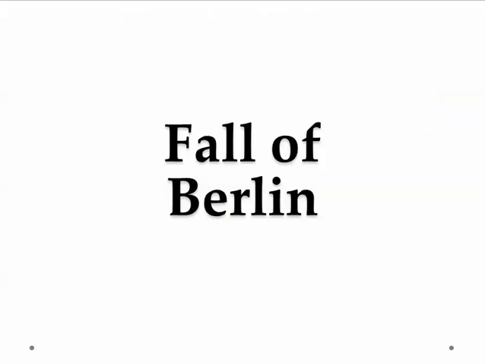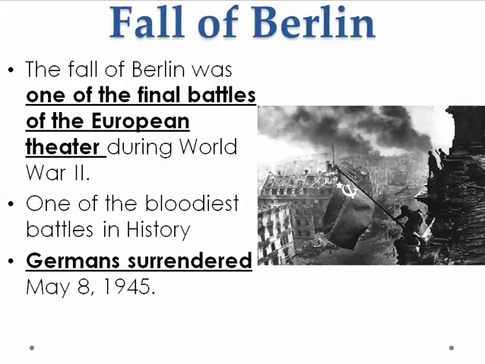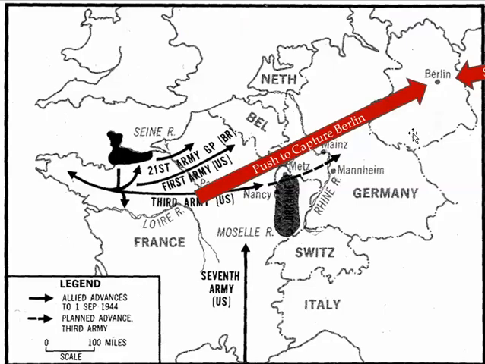Alright. So here's the fall of Berlin. And what we're talking about, the fall of Berlin, is the ending of the war in the European theater. How it ends. So the fall of Berlin was one of the final battles of the European theater. It was the final battle. One of the bloodiest battles in history. And the Soviet Union is going to enter Berlin, Germany, and take Berlin, and crush it.